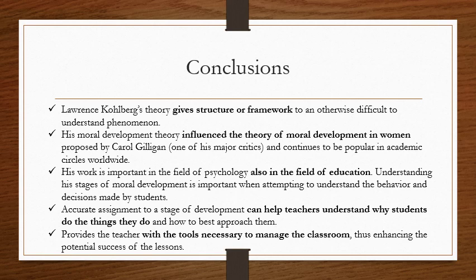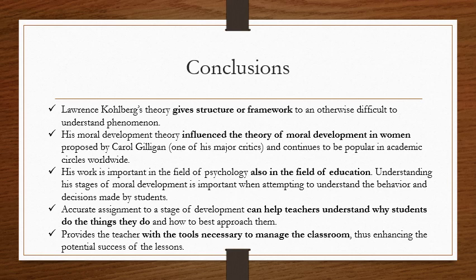So we come to the conclusion of this presentation, and there are a few takeaways here. Lawrence Kohlberg's theory gives structure or framework to an otherwise difficult to understand phenomenon. Also, his moral development theory influenced the theory of moral development in women, proposed by Carol Gilligan, one of his major critics, and continues to be popular in academic circles worldwide. His work is important in the field of psychology, also in the field of education.